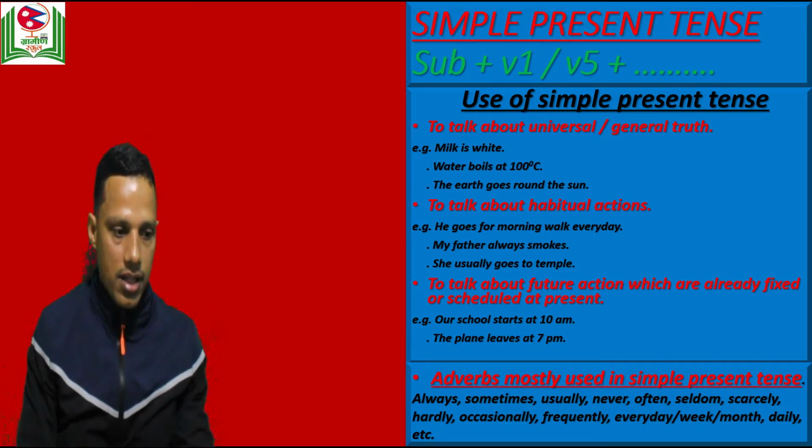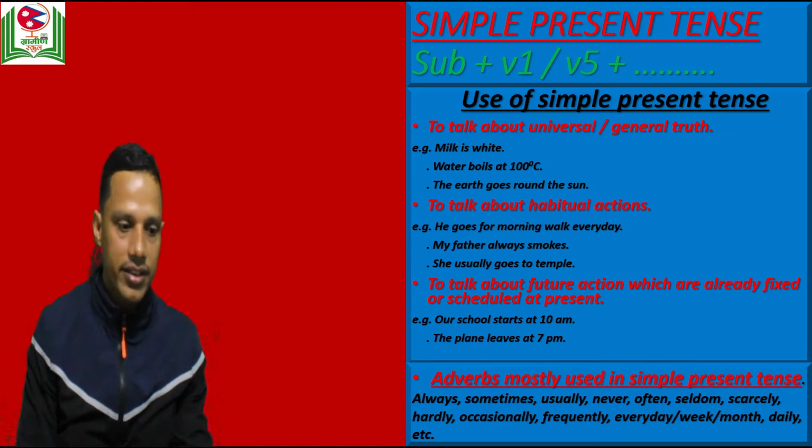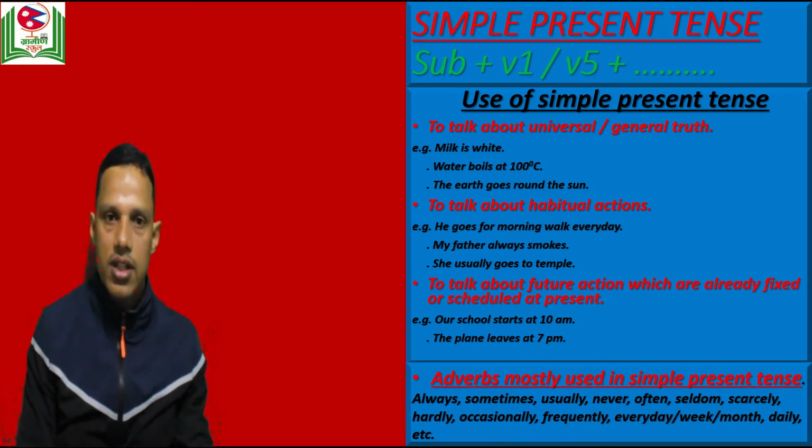Adverbs like always, sometimes, usually, never, often, seldom, scarcely, hardly, occasionally, frequently, every day, every month, every week, daily. These are the adverbs that we usually use in the simple present tense. So when you notice these adverbs in the sentence, you should get the idea that you should use simple present tense.